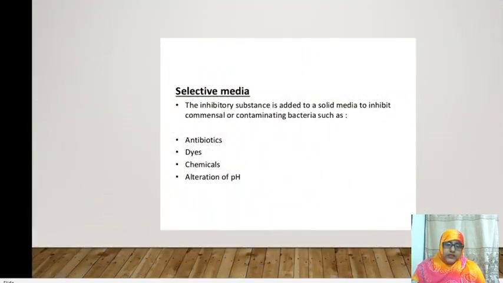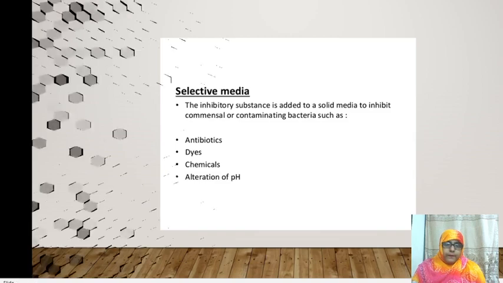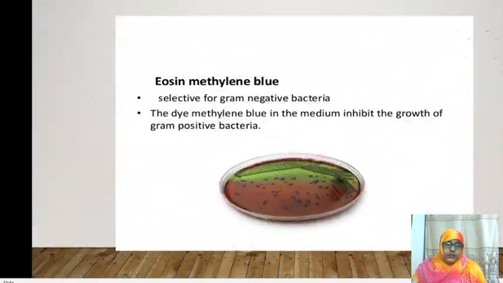Then selective media. Inhibitory substances are added to the solid media to inhibit commensal or contaminating bacteria. For example, antibiotics, dyes, chemicals, and pH changers are added to make the media selective. Then eosin methylene blue, as we discussed earlier, is an example of selective media for gram positive or gram negative differentiation. The methylene blue in the medium inhibits the growth of gram positive bacteria.